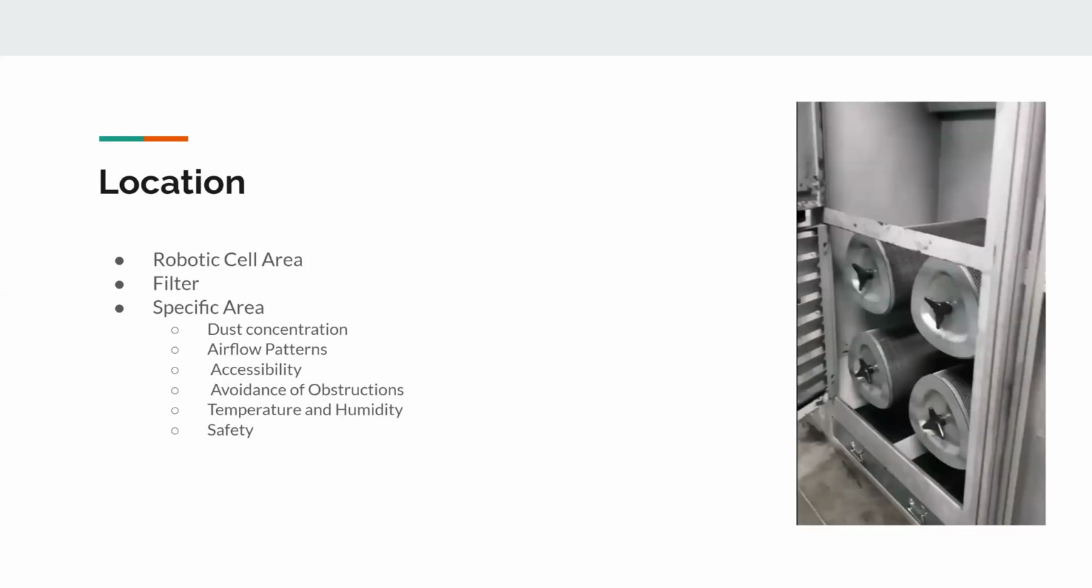For the equipment, as you can see in the picture, we have to put the Arduino sensor on the back of the cell. So we have the filter in the picture. Behind the filter, we plan to put the Arduino sensor in that specific area. Our decision is based on the dust concentration, airflow patterns, accessibility, avoidance of obstruction, temperature, and humidity. And the last one is safety.